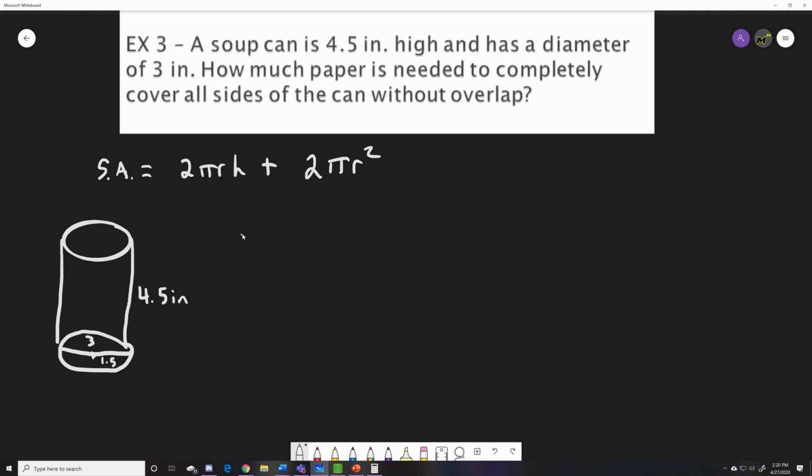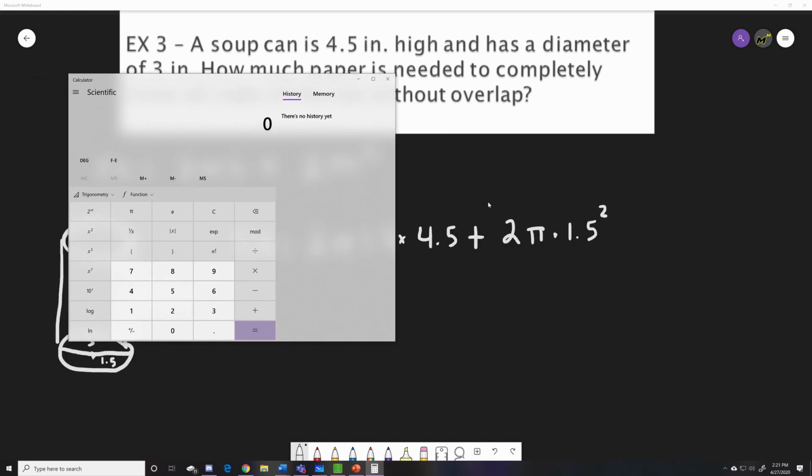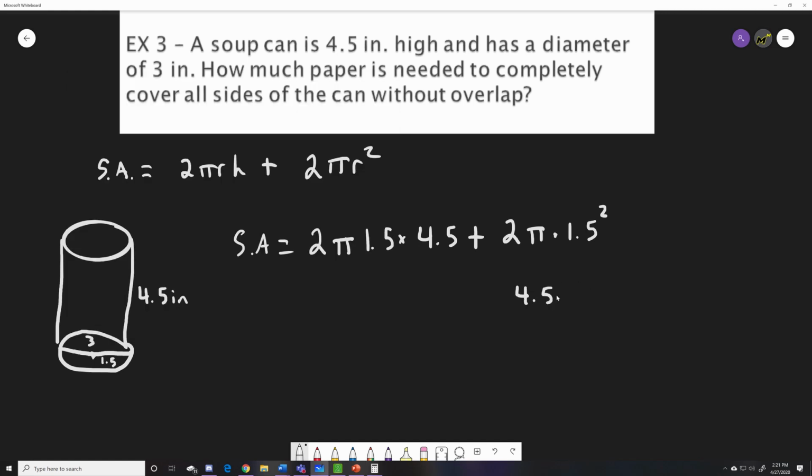So when we're plugging this in, the radius is going to be 1.5. So we have 2 times pi times 1.5 times our height of 4.5 plus 2 times pi times the radius, which would be 1.5 squared. Let's go ahead and type this in. On the right side here, 1.5 squared is just going to be 2.25, because 15 squared is 225. Double that, you're at 4.5. So 4.5 pi on the right.